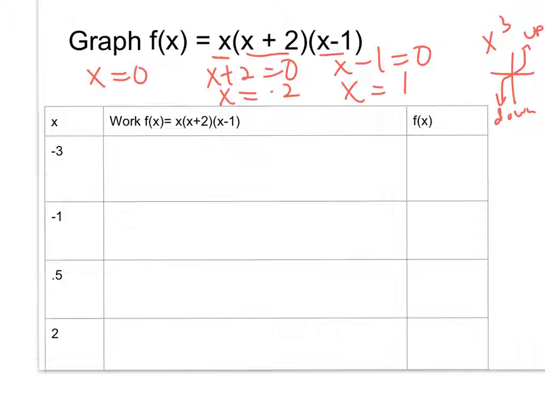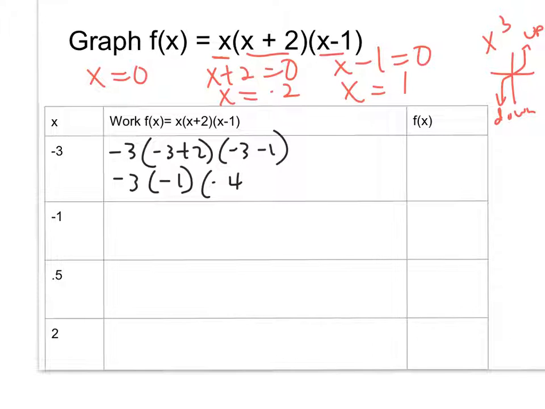So my first one I'm going to do is I'm going to have -3 times -3 plus 2 times -3 minus 1. So -3 times -1 times -4. So this will be a +3 times a -4, so this will be a -12.